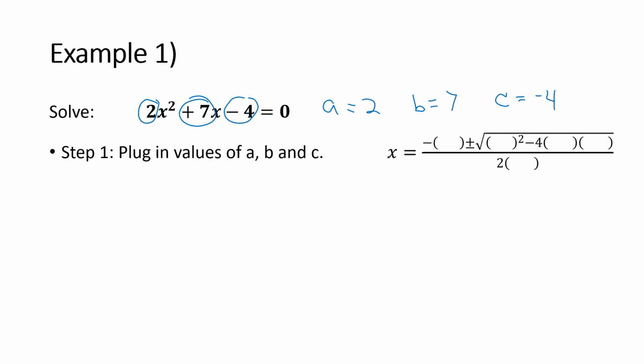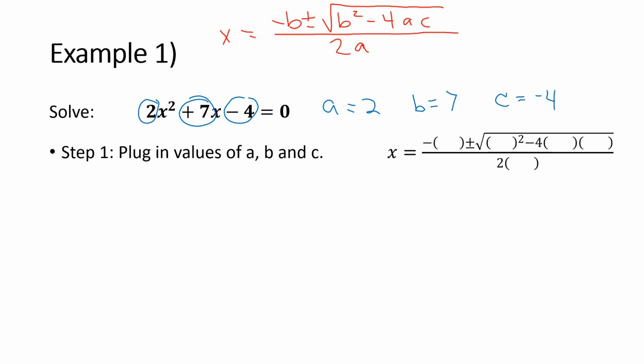So what we're going to be doing is we're going to be plugging in the values of a, b, and c. And up here at the top, the quadratic formula: x equals negative b plus or minus the square root of b squared minus 4ac, all divided by 2a. So that's our values of a, b, and c going into the correct place of the formula.